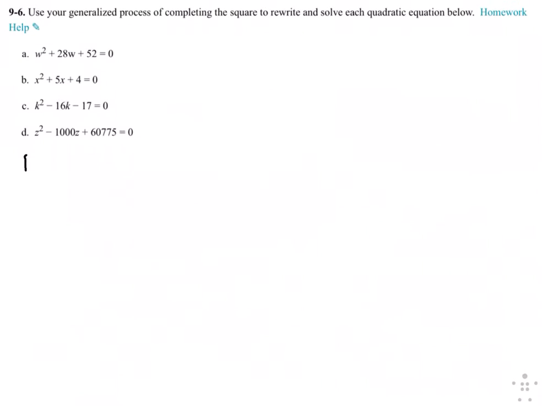For B, we have x squared plus 5x, again, equals negative 4. We need the constant on the right. Then we take half the middle term, which is 5 halves, and we square it, and we get 25 fourths. We always want to leave it in fractional form. So I'm going to add 25 fourths to both sides of this equation.